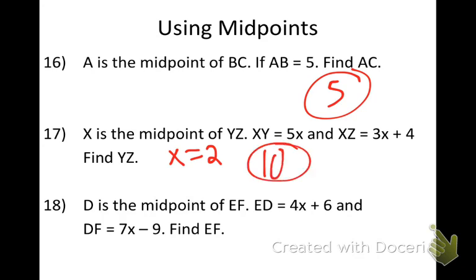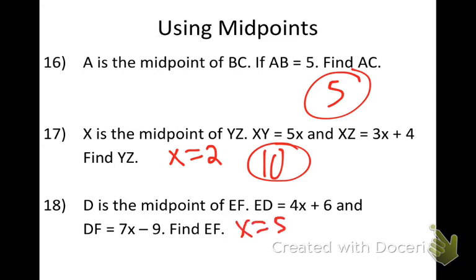And lastly, 18. Same thing. D is the midpoint of EF. ED is 4X plus 6. DF is 7X minus 9. I need to find EF. Spencer, what does X get me first? Are you still working? Katie, do you know what X is? Claire? Yeah, what's X equal? X equals 5.